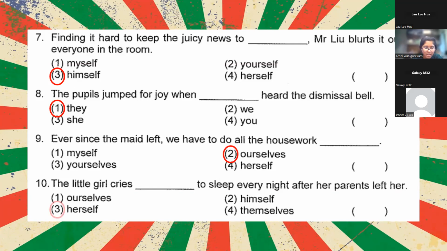No, right? Okay, so the answer is herself. Why is it not ourselves? Herself, because the little girl is singular, not plural. Yes, very good.